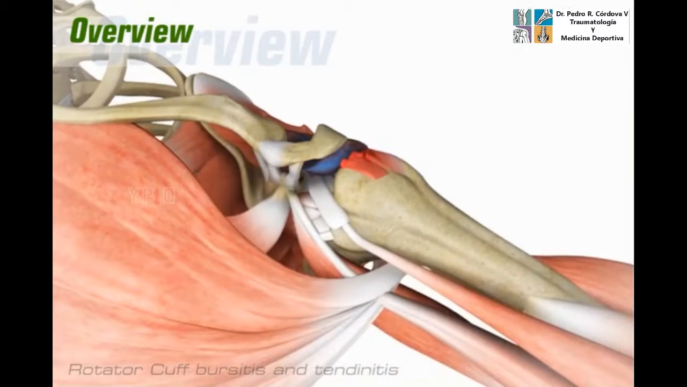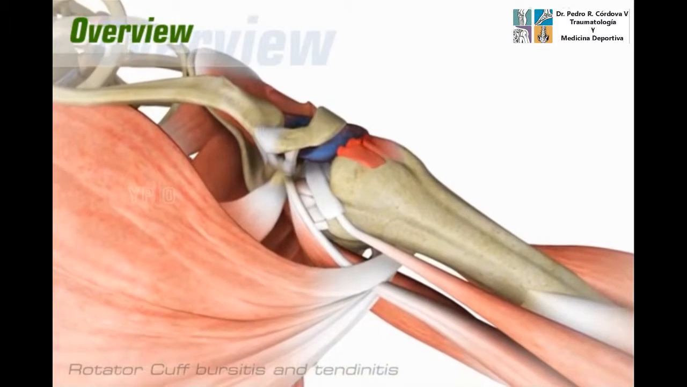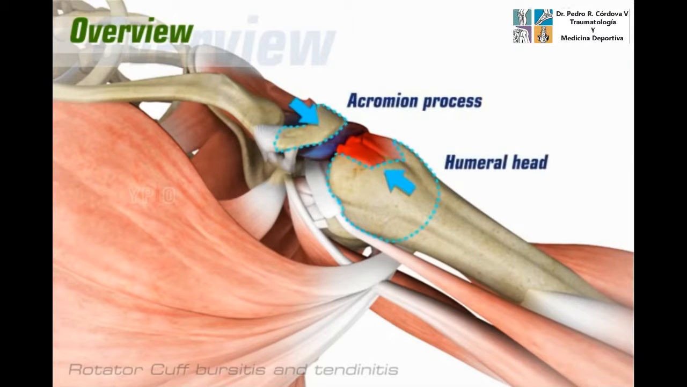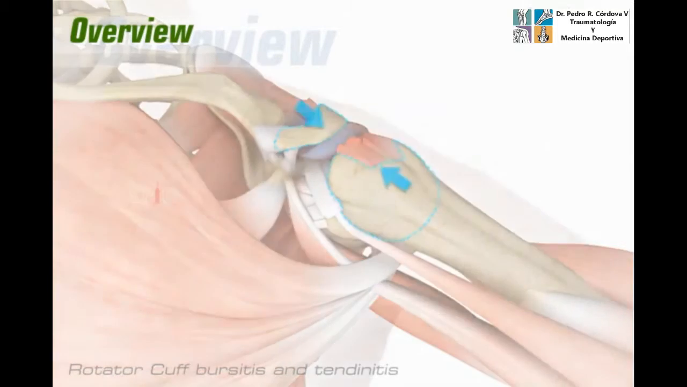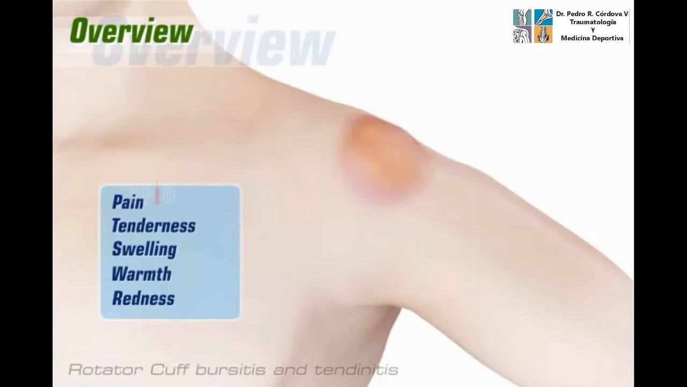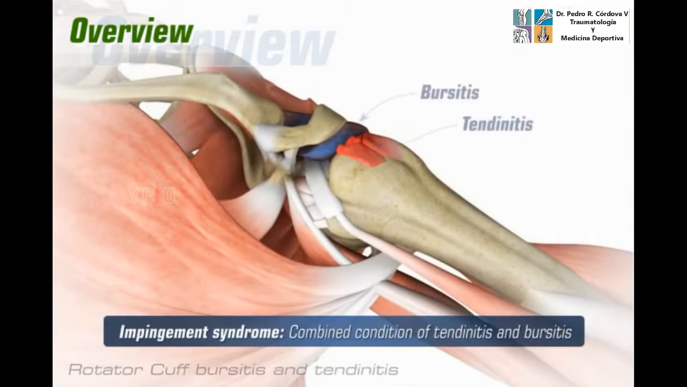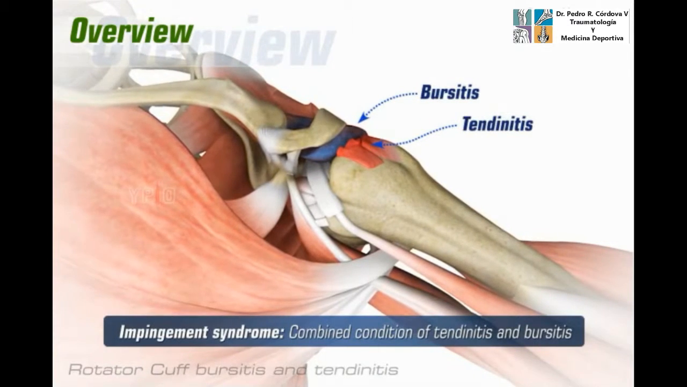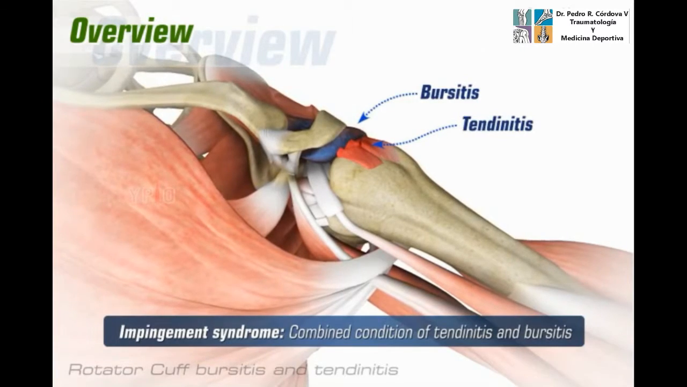The inflammation leads to thickening of the tendons and bursa, causing space reduction that may squeeze or compress the rotator cuff muscles between the acromion process of the shoulder blade and the humeral head of the arm. This compression results in pain, tenderness, swelling, warmth, and redness in the shoulder. The combined condition of tendinitis and bursitis is called impingement syndrome and is more intense and severe than shoulder impingement.